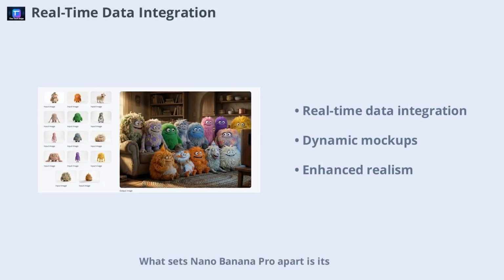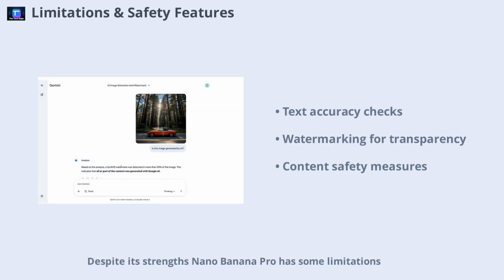What sets Nano Banana Pro apart is its ability to integrate real-time data from Google Search. When generating infographics, dashboards, or information-rich interfaces, it can pull current information, making your mockups feel more realistic and relevant. This feature is invaluable for designers working on dashboards, weather apps, or any interface where up-to-date data enhances the user experience. Despite its strengths, Nano Banana Pro has some limitations.